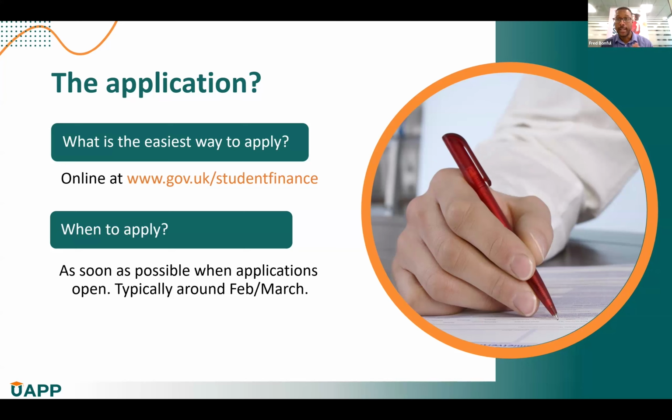You can just go online. The easiest way is to go on Google, type in student finance, and they'll provide you the link. You also have our admissions team here that will be able to help you with your application. We help all our students with applications, so if you have any questions with that, they can help you.